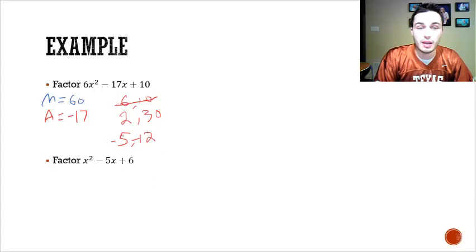Now let's just double check. Does negative 5 times negative 12 make positive 60? You betcha. Does negative 5 plus negative 12 make negative 17? Yes. So then these two numbers, ding, ding, ding, are the numbers I was looking for to put in factored form. So now we write them in factored form: x minus 5, x minus 12.